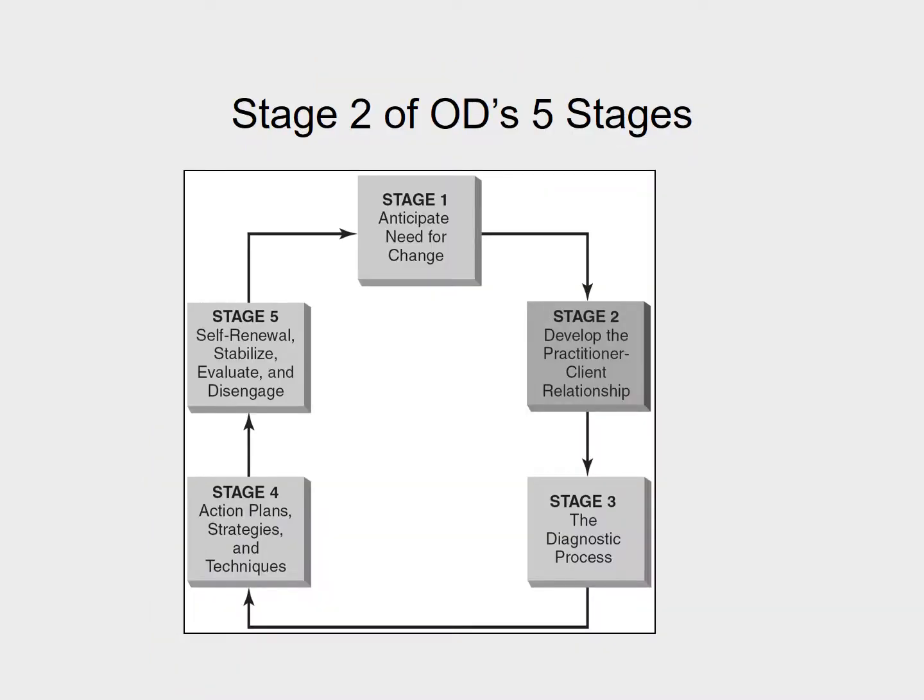So again, as a reminder of our 5 stages of OD, we're moving away from that first stage, which is anticipating the need for change and identifying or measuring how much resistance culture there will be to that change moving forward. We're now moving into developing the practitioner-client relationship, stage 2.